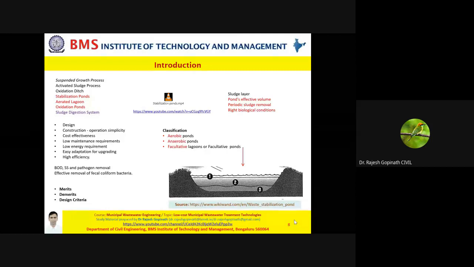Now, when it comes to the classification of low-cost wastewater treatment with respect to stabilization ponds, there are three types: aerobic pond, anaerobic pond, and facultative pond. The image you see below is a facultative pond. As I told you, the terms pond and lagoon are used alternatively or misplaced. Let's see a small video so that you have a feel of what a stabilization pond looks like.